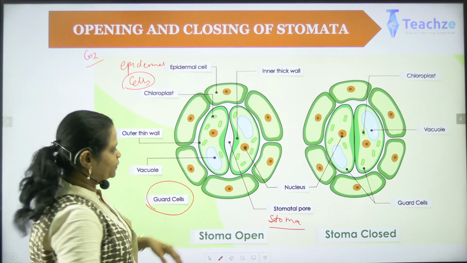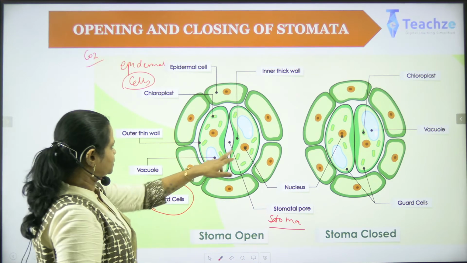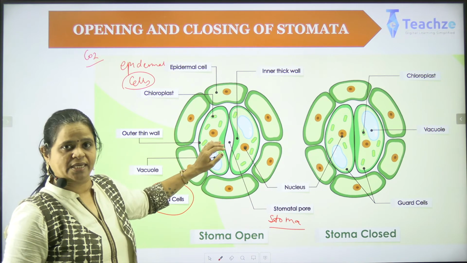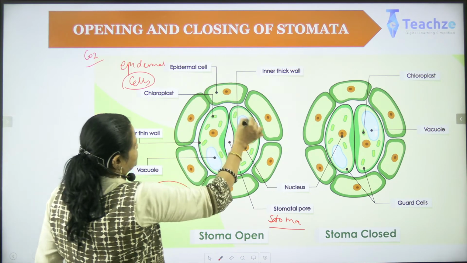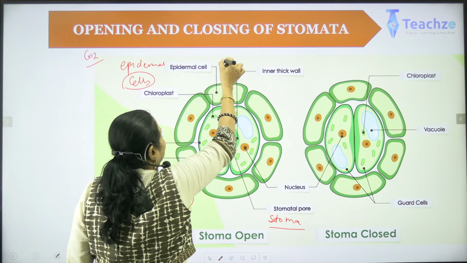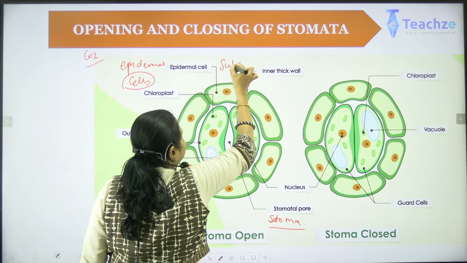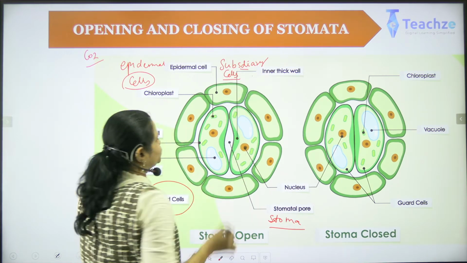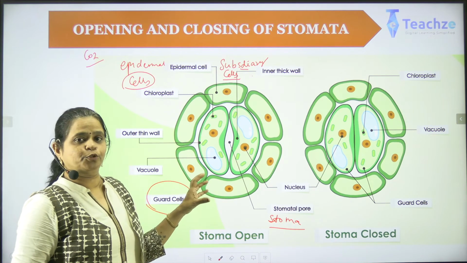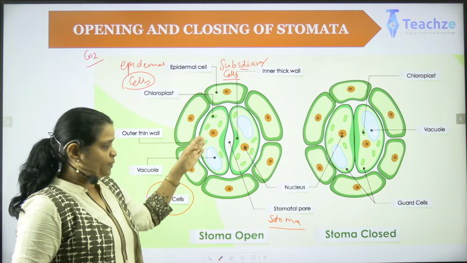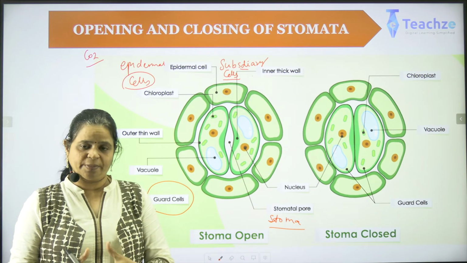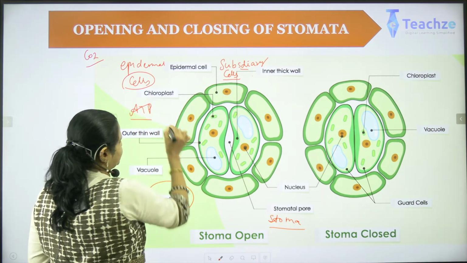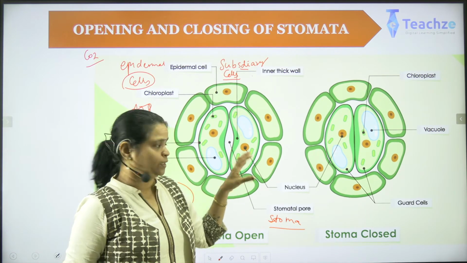And as usual, in the cell you will find a nucleus, and you have chloroplast here, and you have a vacuole. The general plant cell, how it looks like, the guard cell also has the same parts. Now, surrounding the guard cells, we have epidermal cells. Now, epidermal cells are otherwise called as subsidiary cells. So, these epidermal cells will help to provide nutrition and energy which is required by the guard cells to open and close, because opening and closing of stomata requires energy in the form of ATP. So definitely there should be a nutrition part for the guard cells to open and close.